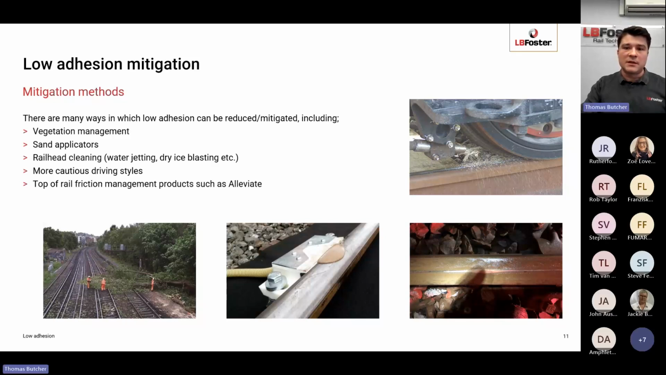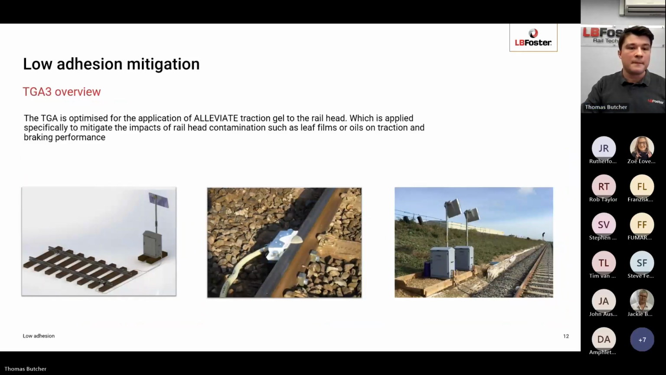Low adhesion and ultra low adhesion are obviously not desirable on the railhead interface. Here, the optimum level depends on whether the train is accelerating or braking, but typically 0.3 to 0.4 is ideal. Alleviate traction gel can be used to bring the friction to 0.4 and above. So, as mentioned in the previous slide, the TGA is LB Foster's current trackside traction enhancer applicator unit. It's electronically actuated. It can be powered by main supply, solar panels, or wind turbines.